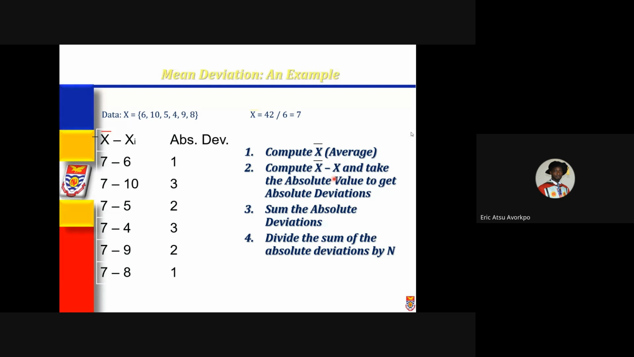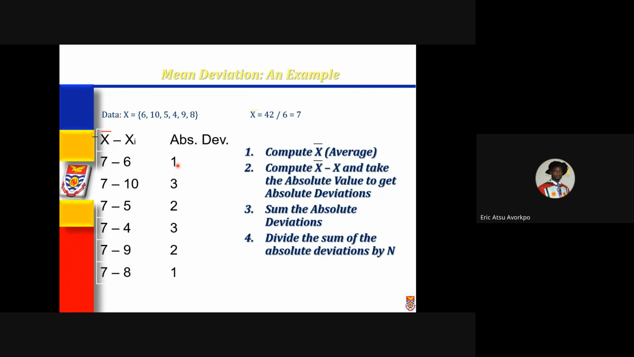I think it's much clearer now, right? Yes. So you can see the mean minus each observation, and then you take the absolute value to get the absolute deviations, right? Now, once you get these absolute figures, you sum the absolute deviations. Then, after summing them, you divide the sum of the absolute deviations by the n.